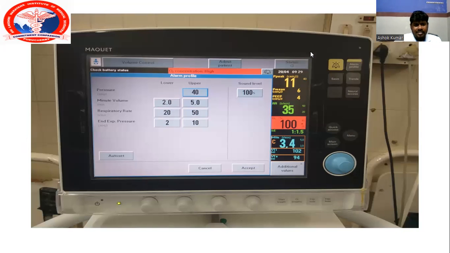Respiratory rate: low will be 20 and high will be 50. Sound level will be 100%. By the maximum button, we can know the alarm setting.